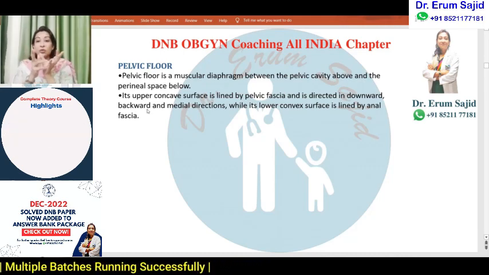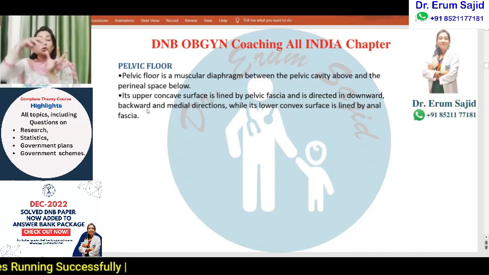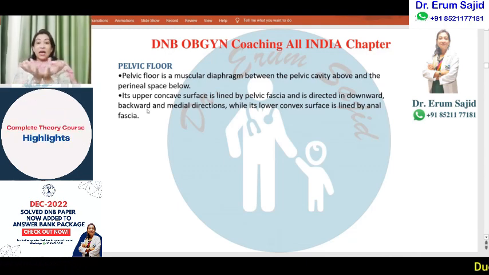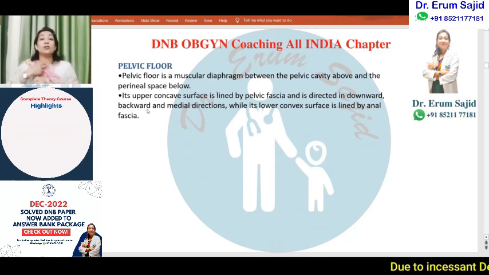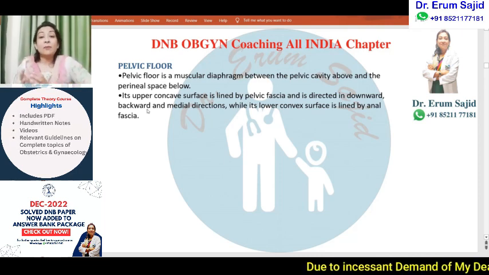And this part, which you can see in between my fingers, is for the opening of the urethra and the vagina inside. This is the urogenital hiatus, and the entire bowl is actually the levator ani muscles, which is why they are so important. So the pelvic floor is actually a muscular diaphragm between the pelvic cavities.